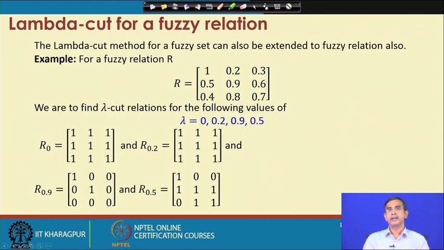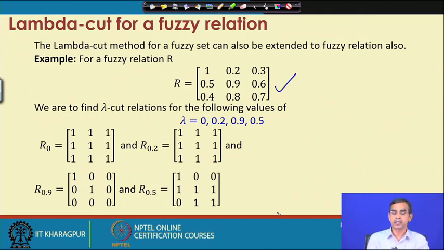Now, we can again extend the same concept of Lambda-cut set to a fuzzy relation, or a relation matrix. So, the idea is like this: for an example, suppose a relation matrix is given here, and it takes this form. Now, the Lambda-cut for a fuzzy relation can be specified with respect to a specific value of lambda. I am giving here 4 examples. So, if lambda equals 0, then how can the Crisp relation be obtained?